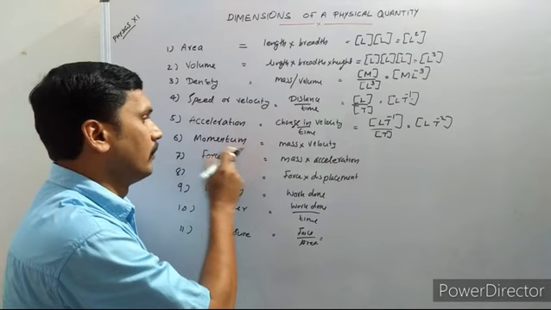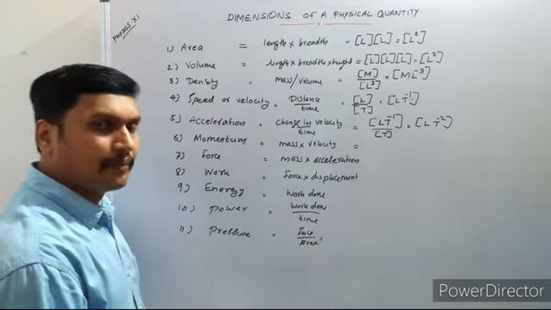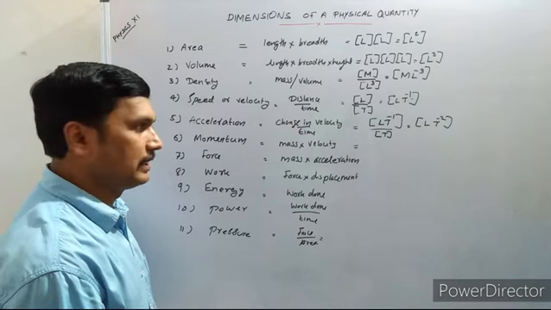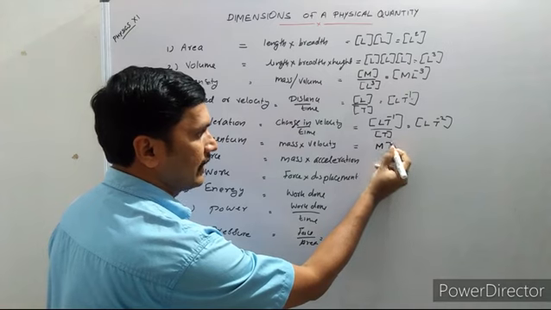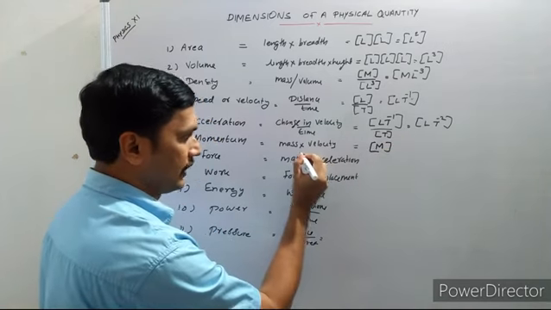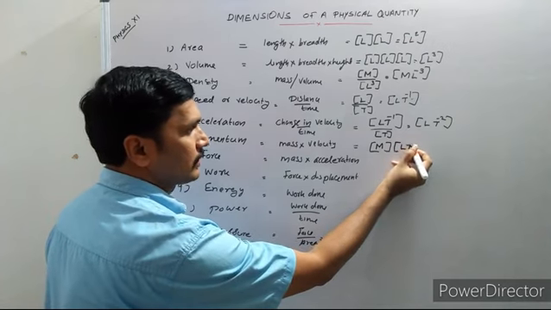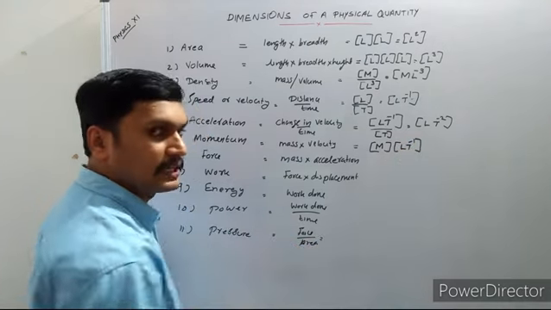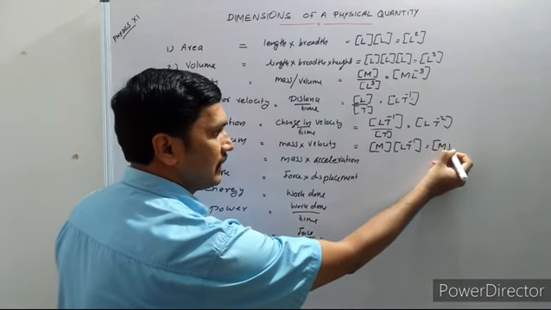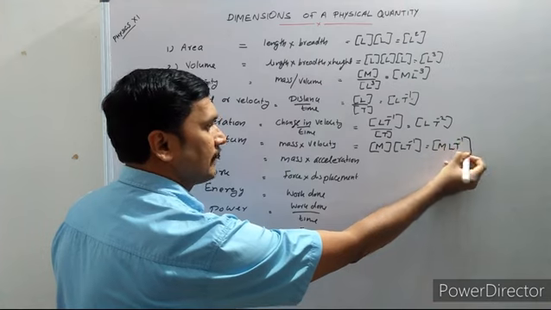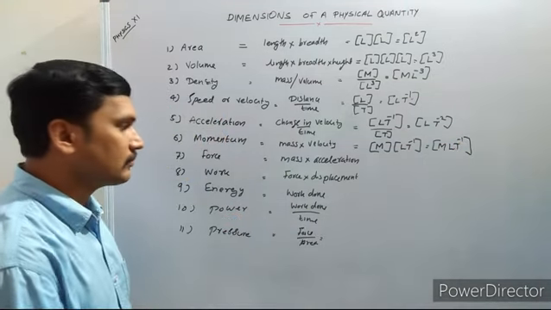Now, the dimension of momentum. What is the dimension of momentum? The equation for momentum: momentum is equal to mass into velocity. So write the dimension of mass into the dimension of velocity. Velocity is L T raised to minus 1. So the dimension of momentum is M L T raised to minus 1.